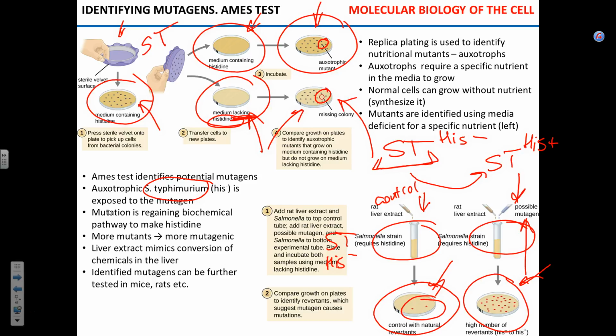Now, if you have two chemicals, and one increases the number of revertants by 10-fold, and another by 100-fold, which one is the stronger mutagen? 100-fold, right? The one that increases the number of revertants by 100-fold.